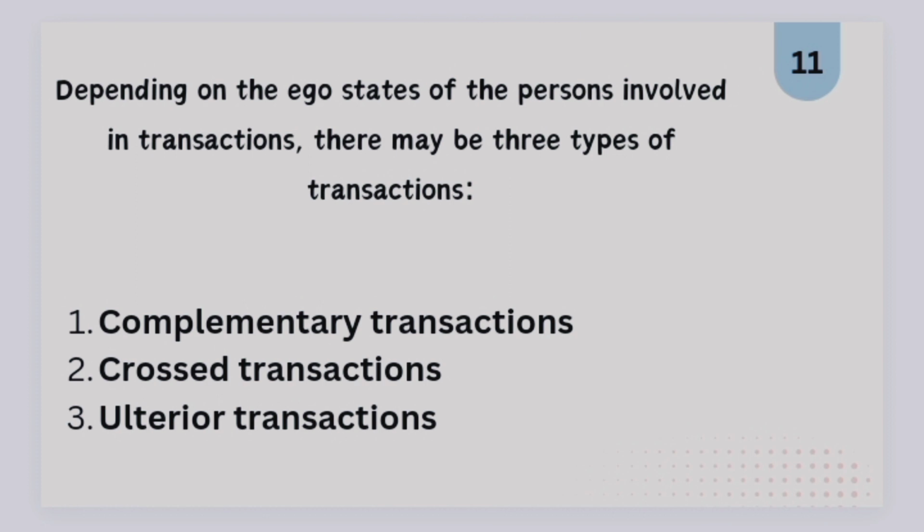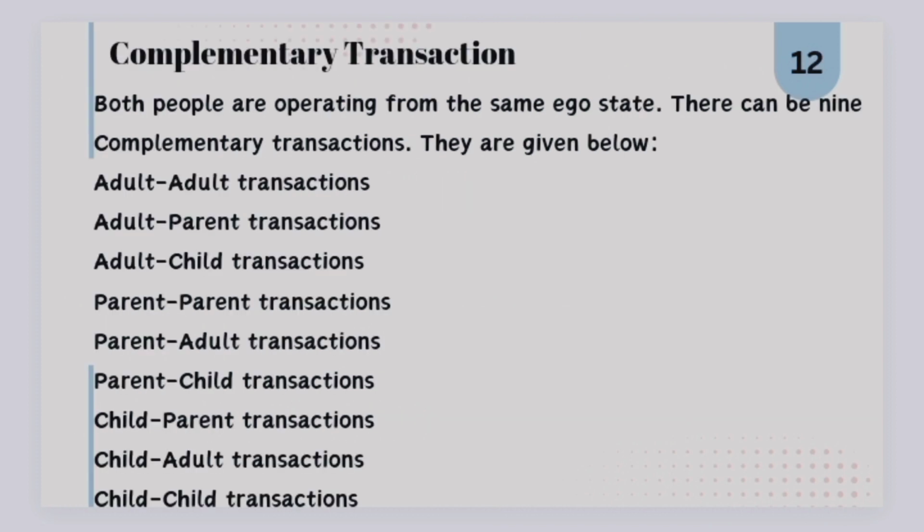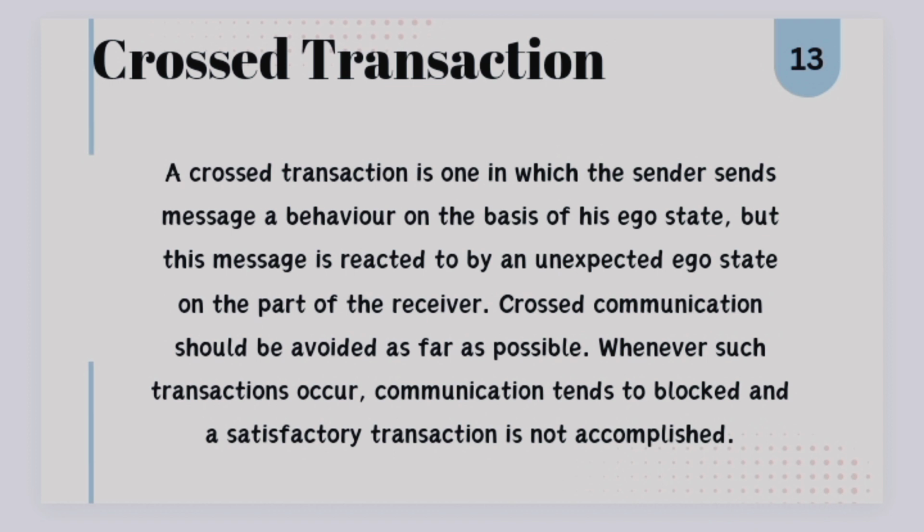Depending on the ego state of the person involved in the transaction, there may be three types of transaction. First one is complementary transaction, second one is crossed transaction, last one is ulterior transaction. The complementary transaction means both people are operating from the same ego state. There can be 9 complementary transactions. They are given below.